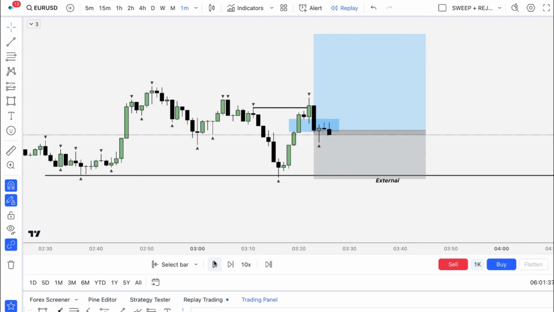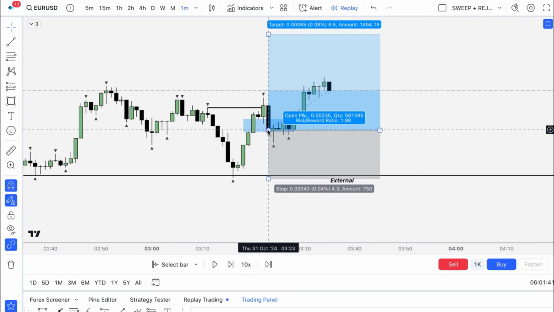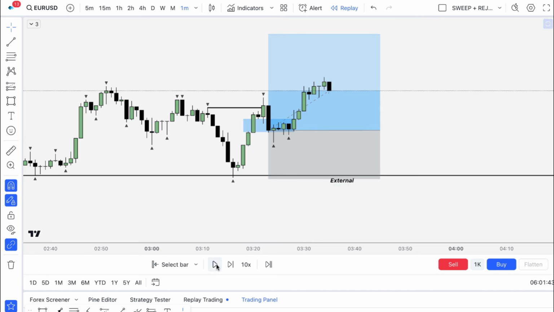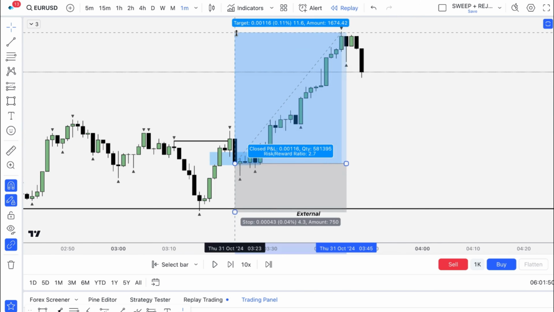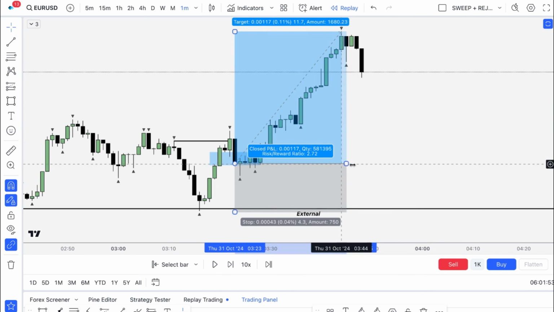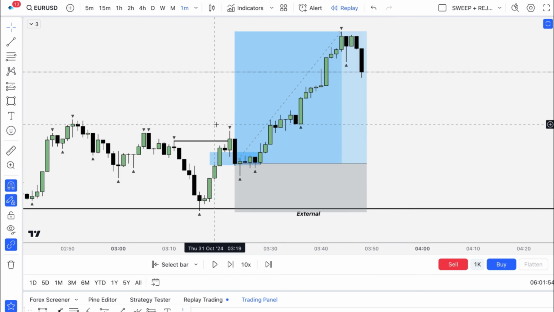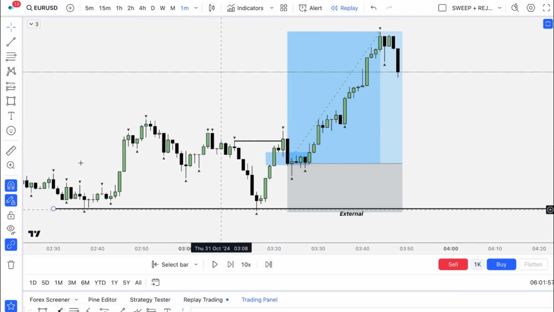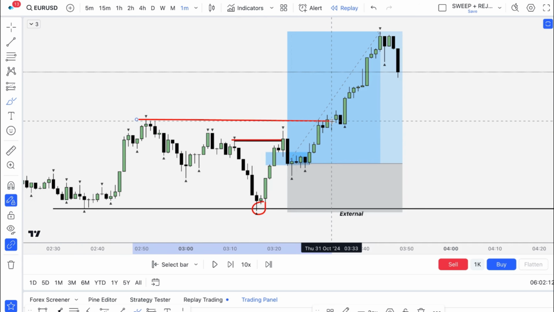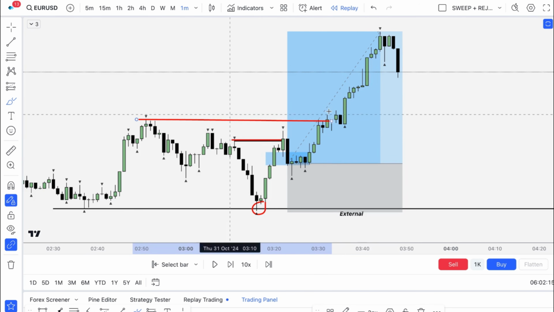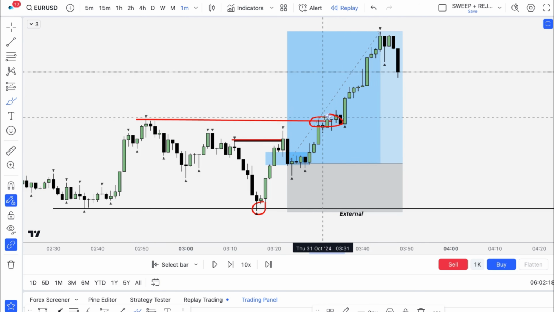So we're triggered in right here, and this is during the silver bullet kill zone between 3 and 4 a.m. You can see price then starts aggressively pushing to the upside, shy of a 1 to 3 risk to reward right there. So this is another great example of how we can trade from external range liquidity, which is taking this sell side liquidity right here. These orders were collected, we got our market structure shift confirmed, and then we look to trade higher, running this internal range liquidity and the buy side liquidity resting above these major highs.